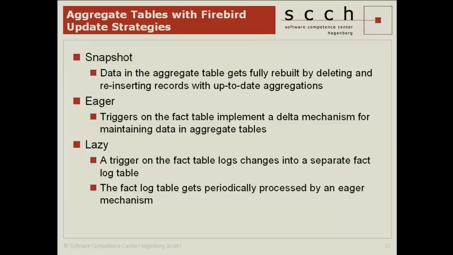The eager mechanism is pretty much the most important thing if you really want to have your aggregate tables in sync with the fact table, because there is a trigger on the fact table, and with a delta mechanism implemented in the trigger, you pretty much update your data in the aggregate table.